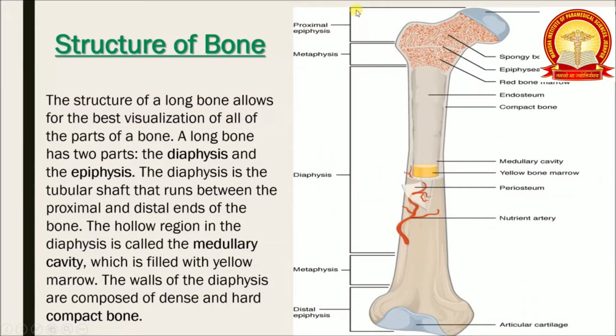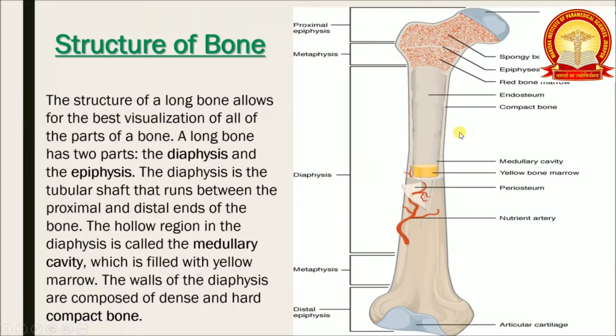This first upper part is called the proximal epiphysis, and this end of the bone is called the distal epiphysis. This part is also called the metaphysis. The gap between the diaphysis and the epiphysis is called the metaphysis, and the remaining larger middle area is called the diaphysis.